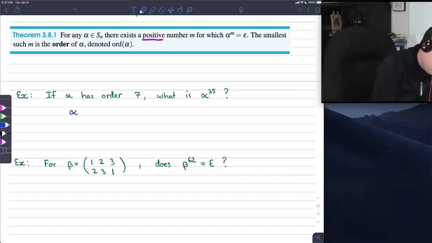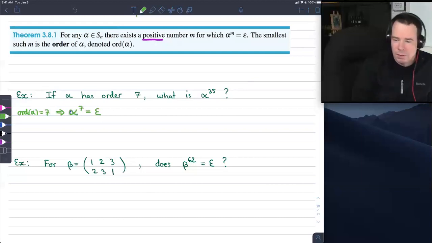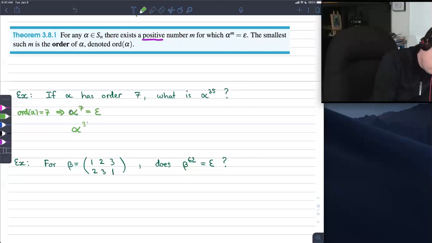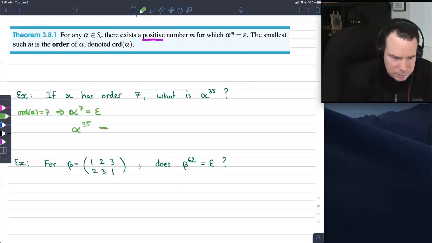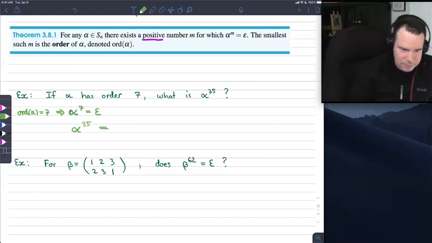So we know that alpha has order 7. So that means we know that alpha to the 7 is the identity. So let's just write that down. Order of alpha equals 7. That means that alpha to the 7 is the identity. What is alpha to the 35? Any ideas? Just the identity. Yeah, exactly.